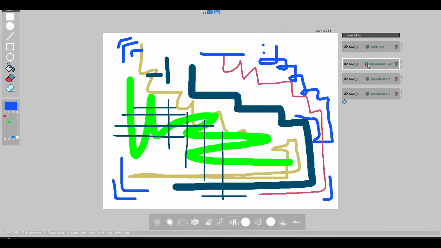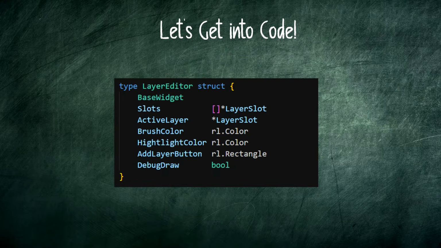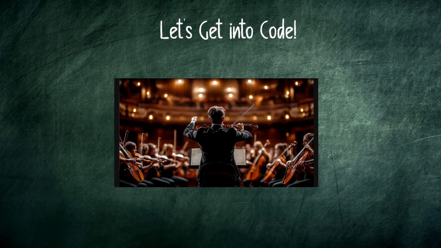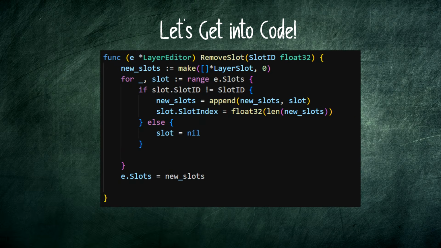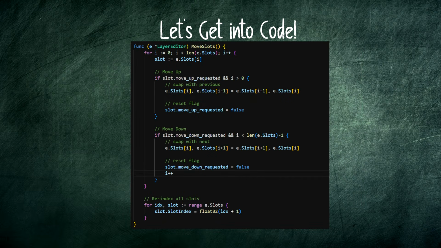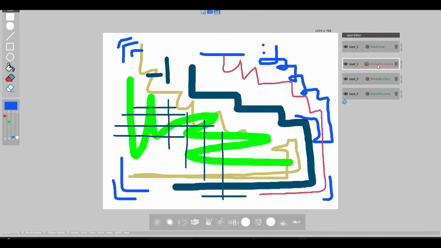To manage all these layers, I built a layer editor. This is like a conductor of the orchestra. It adds layers, removes them, keeps them in order, and even updates their IDs when you move them up or down in the stack. So if you drag a layer to the top, the editor is the one making sure everything stays consistent behind the scenes.